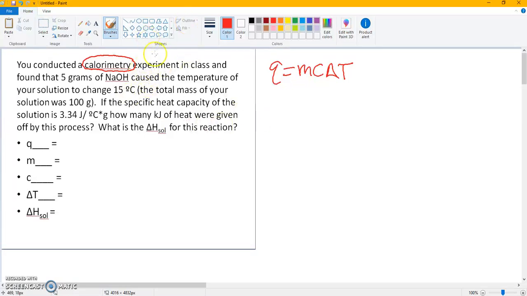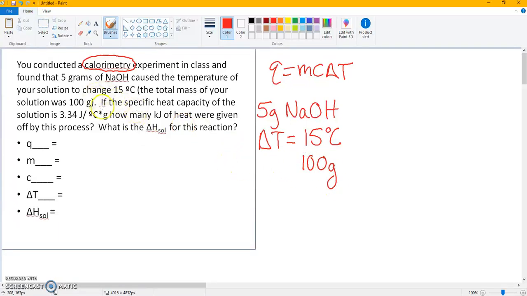Okay, so we conducted an experiment in class, and you found out that 5 grams of NaOH caused the temperature of my solution to change 15 degrees. The total mass of my solution was 100 grams. If the specific heat of the solution is 3.34, how many kilojoules of heat was let off?